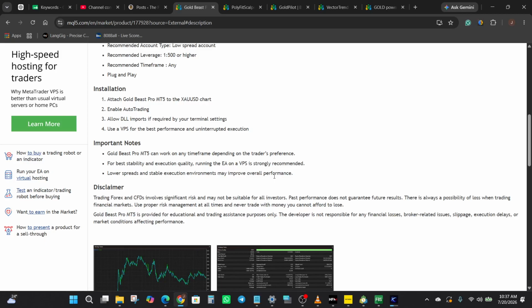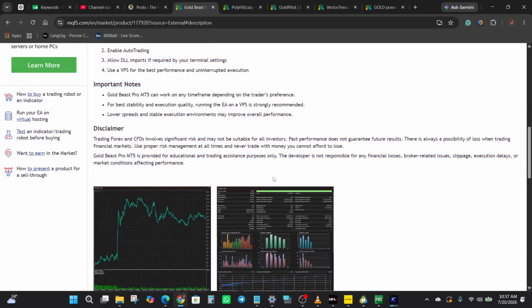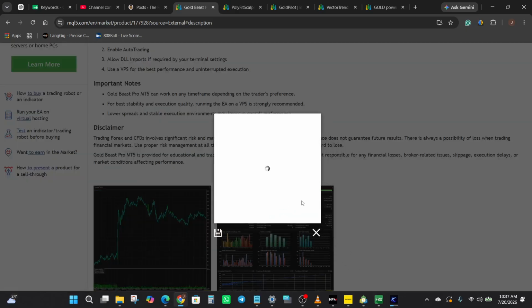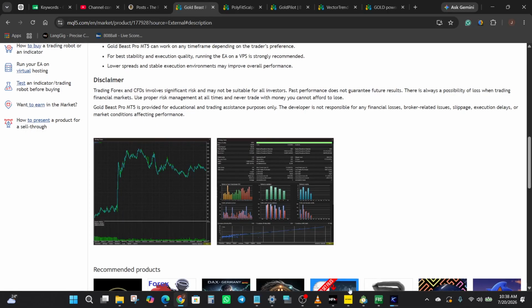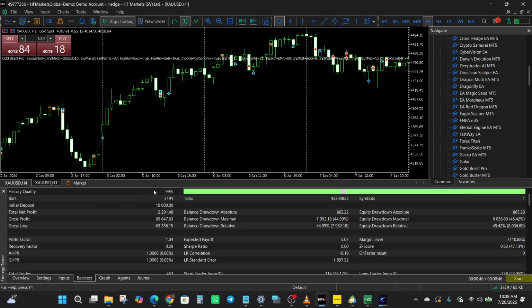Now, let us get into the backtest that I ran myself. But before that, I can see that the seller included a backtest result here showing 100% history quality, initial deposit of $300, total net profit over 300%. Okay, very interesting. In this case, we had total trades 273 and the win rate of just 27.47%. But let's head over to our strategy tester. Let's see the test I conducted myself.